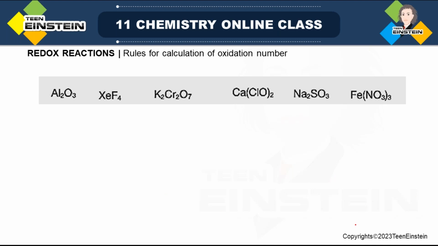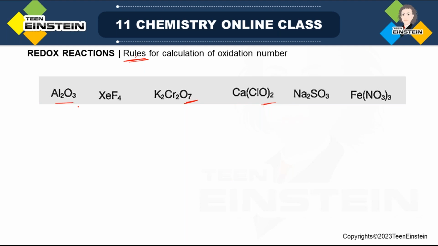So as these rules are already done, now we will discuss these examples of compounds that you are seeing here: Al2O3, then xenon tetrafluoride, potassium dichromate, calcium chlorate, then Na2SO3, sodium sulfite, and ferric nitrate. Applying all those rules that we discussed in the last class on these compounds, we will find out the oxidation number of the central atom. Not only the central atom, we can also find it for the other atoms. So first example here we have Al2O3.